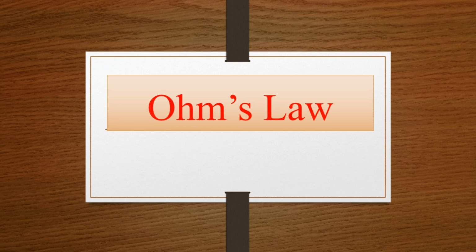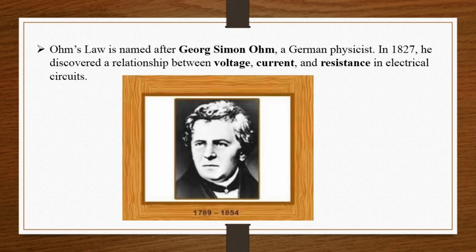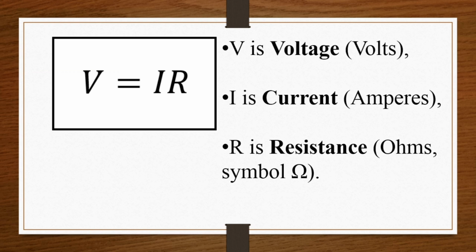Ohm's law is named after Georg Simon Ohm, a German physicist. In 1827, he discovered a relationship between voltage, current, and resistance in an electrical circuit. This relationship is written as V = IR, where V is voltage, I is current, and R is resistance. The SI unit of V is volt, the SI unit of I is ampere, and the SI unit of resistance is ohms.